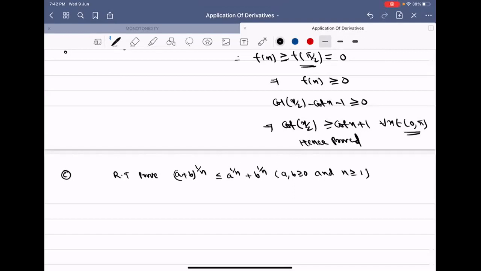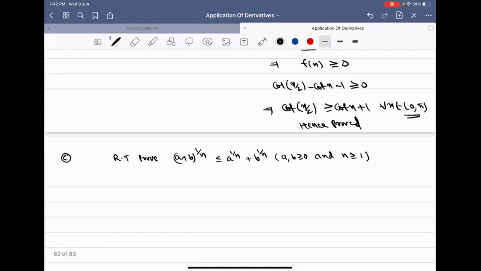So for that, this is equivalent to, I will take b common from the left hand side bracket. If we take out b common, then what you get? Outside, b^(1/n) times (a/b + 1)^(1/n) is less than or equal to, from this term also take b^(1/n) common, b^(1/n) times (a^(1/n) / b^(1/n) + 1). This is the first step.